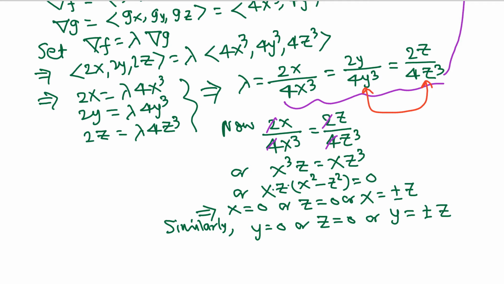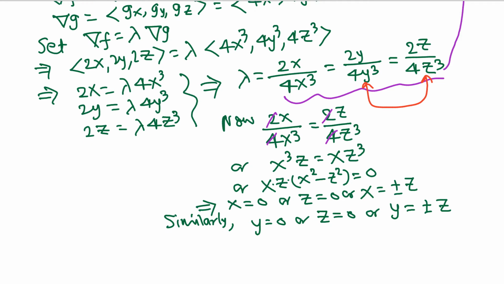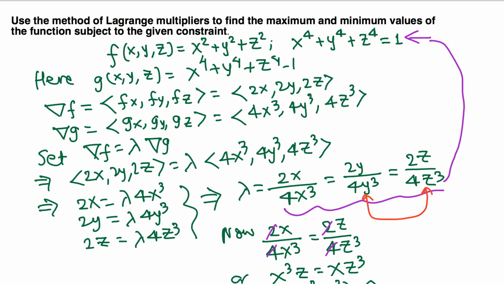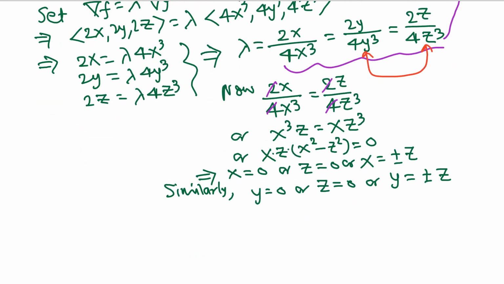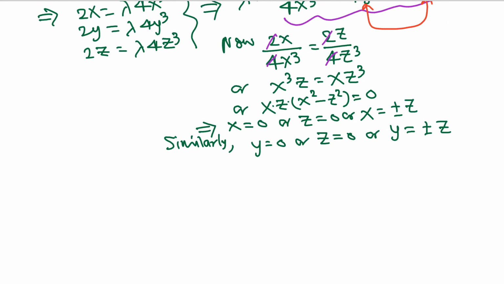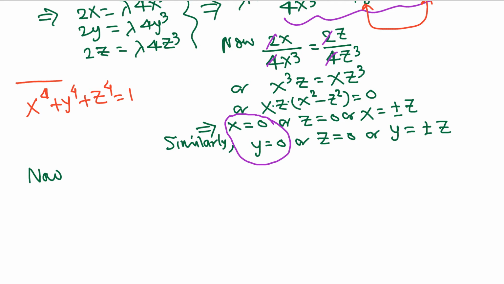Now we will use these x, y, z values, go back to the top, that's the constraint here, and find x, y, z values. Let's use these x, y values. x equals 0, y equals 0. So in the constraint, recall the constraint, that's x to the fourth plus y to the fourth plus z to the fourth equals 1. That's the constraint.